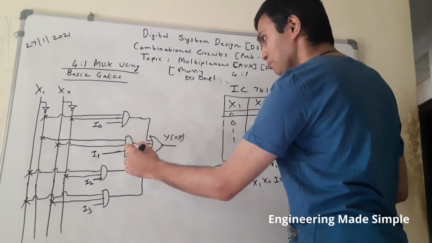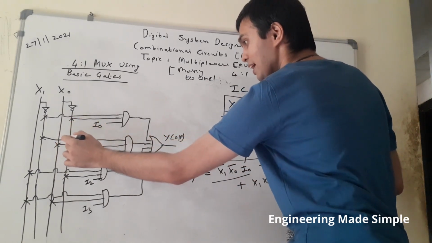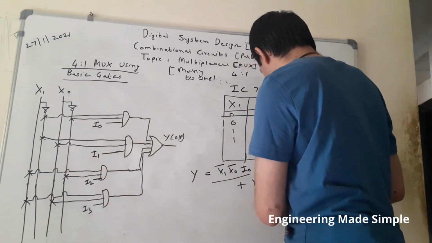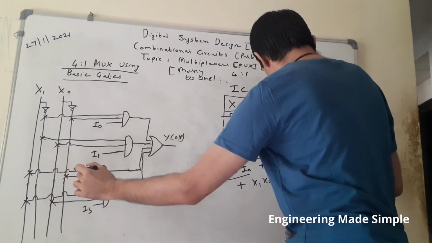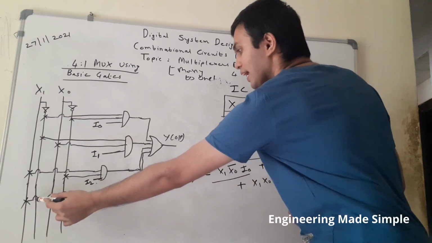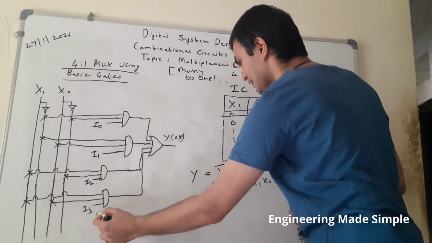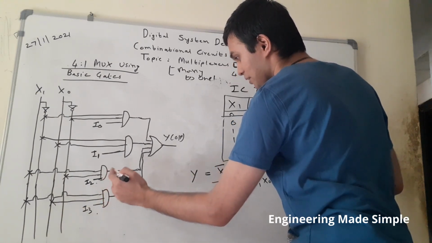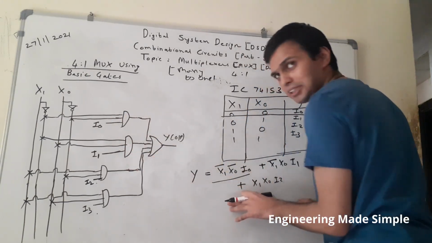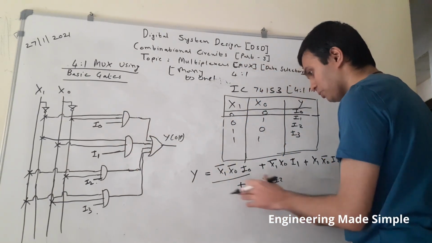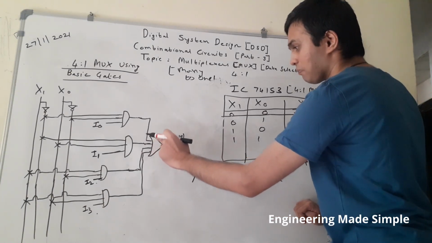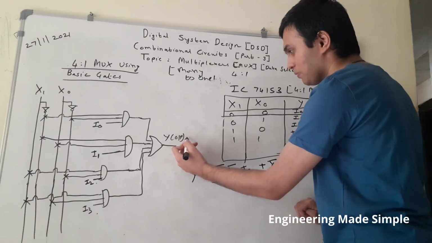Similarly for the second term it is x1 bar, x0, I1 and then the third term of this equation x1, x0 bar, I2 and the fourth term that is x1, x0 and I3. These are the product terms, so these are ANDed together and this whole equation is added. So we want addition as the final output, so that's the reason these four inputs are applied to an OR gate and the final output is presented.